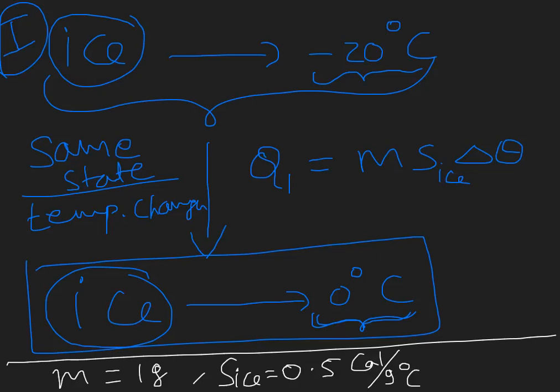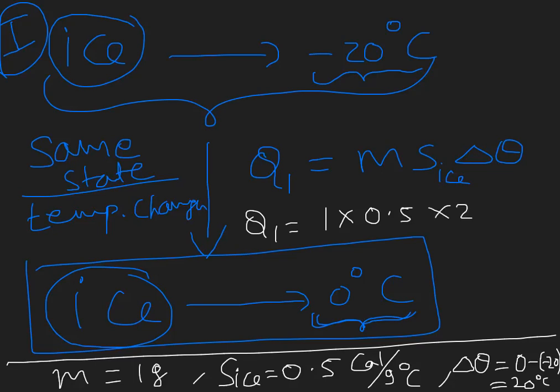This is the unit for specific heat of ice. Then temperature difference. Temperature difference means that is final minus initial. That is 0 minus of minus 20. 0 minus of minus 20 means 20 degrees centigrade. So let us substitute the total data. Mass as 1 gram. Specific heat as 0.5 calorie per gram per degree centigrade. Temperature difference is 20 degrees centigrade.